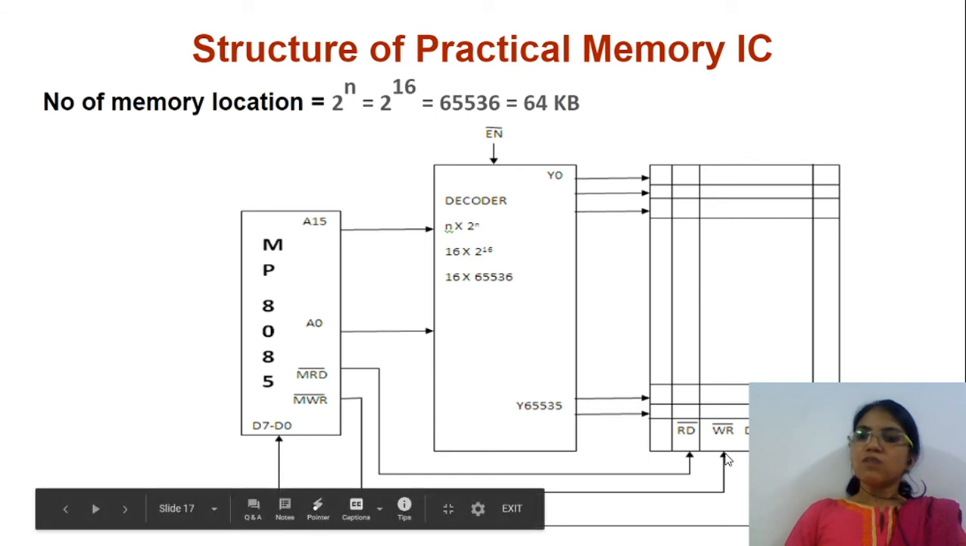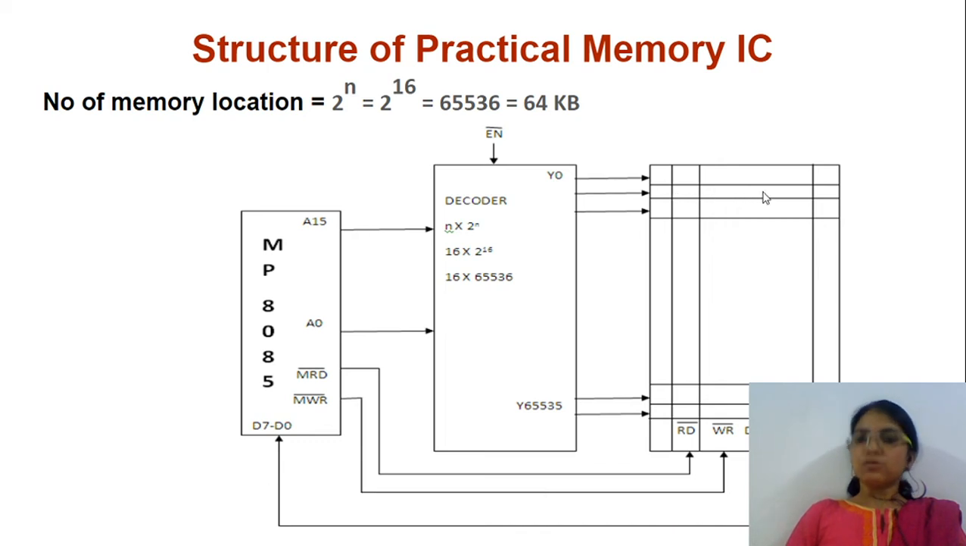So when the WR bar signal is activated, then whatever content is present on D7 to D0 is written into that specified memory location, and our specified memory location is 0001H. So in that second memory location, the content, that is 00H, is written. In this way the memory writing operation can be performed.